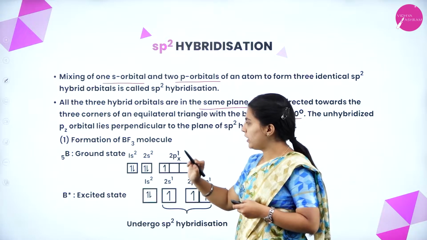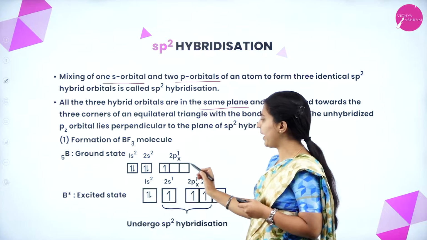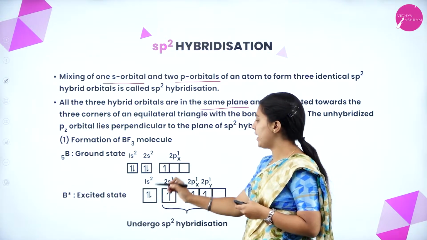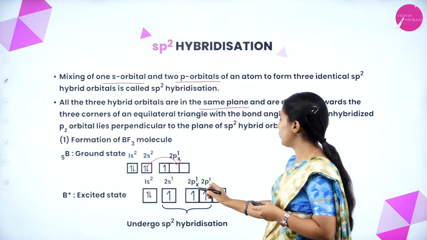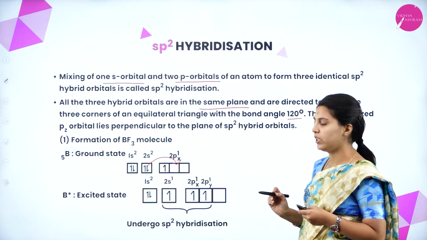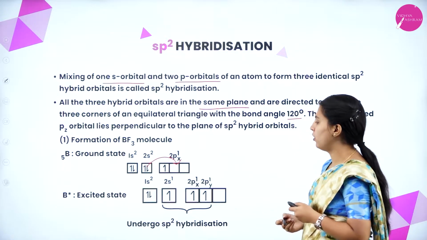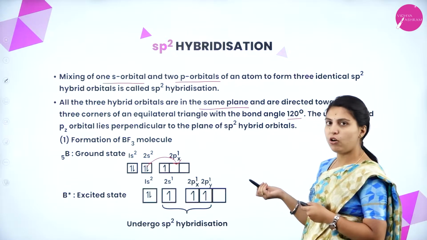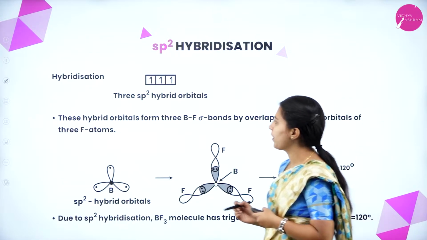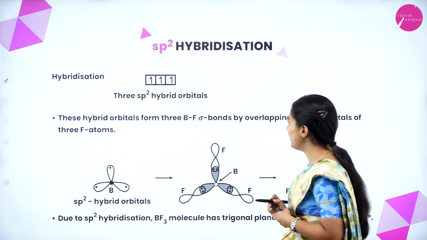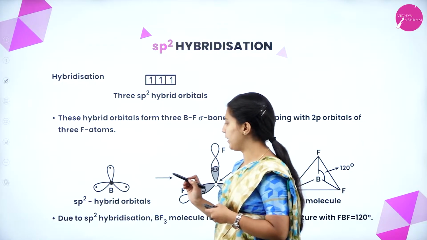We have to see the electronic configuration of boron, that is 5: 1s2, 2s2, 2px1. Right. In the excited state, 1 electron from this s will move to 2py1. So 1 s and 2 p, sp2 hybrid orbitals will form. The pz orbital is perpendicular to the plane of the sp2 hybrid orbitals. These hybrid orbitals form 3 B-F sigma bonds by overlapping with 2p orbitals of 3 F atoms.